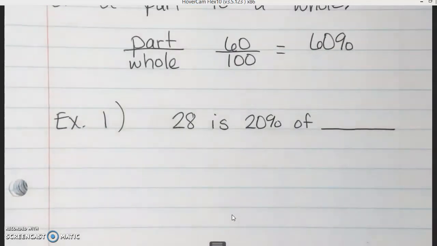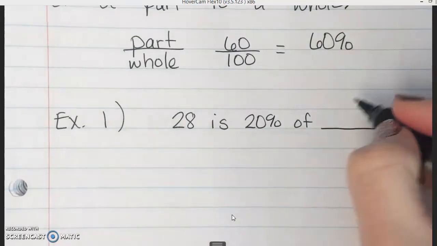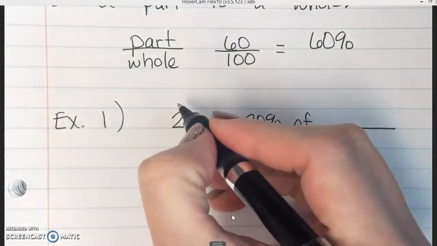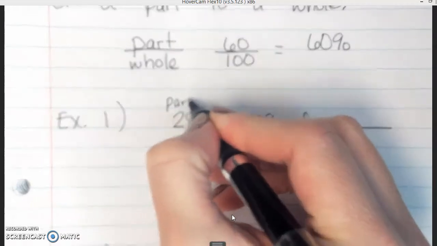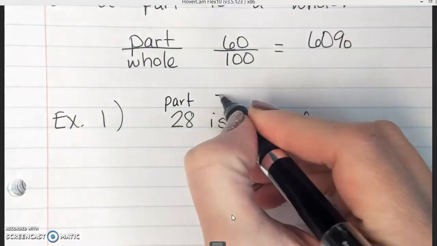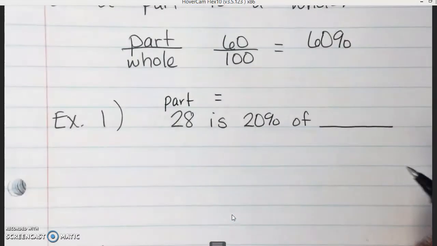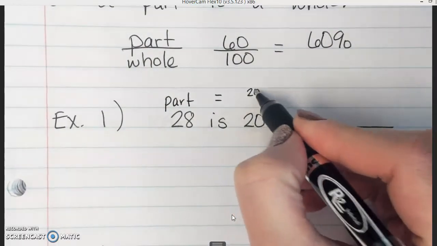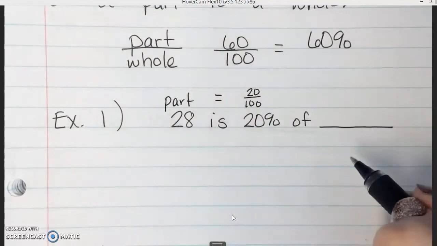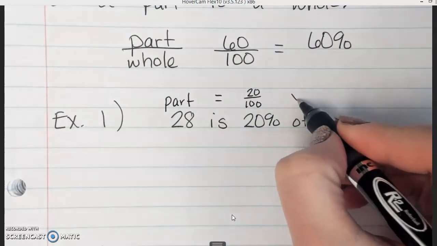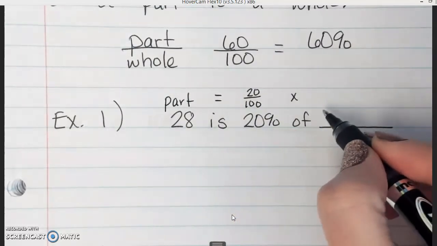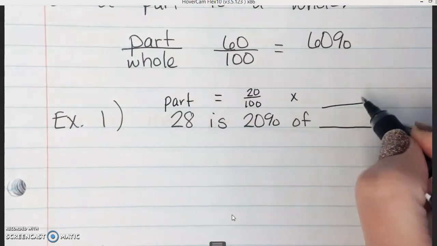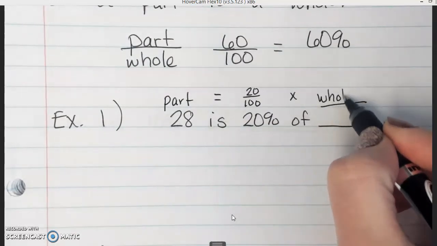So example 1, we have 28 is 20% of, this would be your whole. So looking at this, this is our part. The word is means equal. We're going to rewrite 20% as a fraction, like this. The word of means multiply, which we're not going to worry about right now. And then this right here is going to be our whole. Okay?